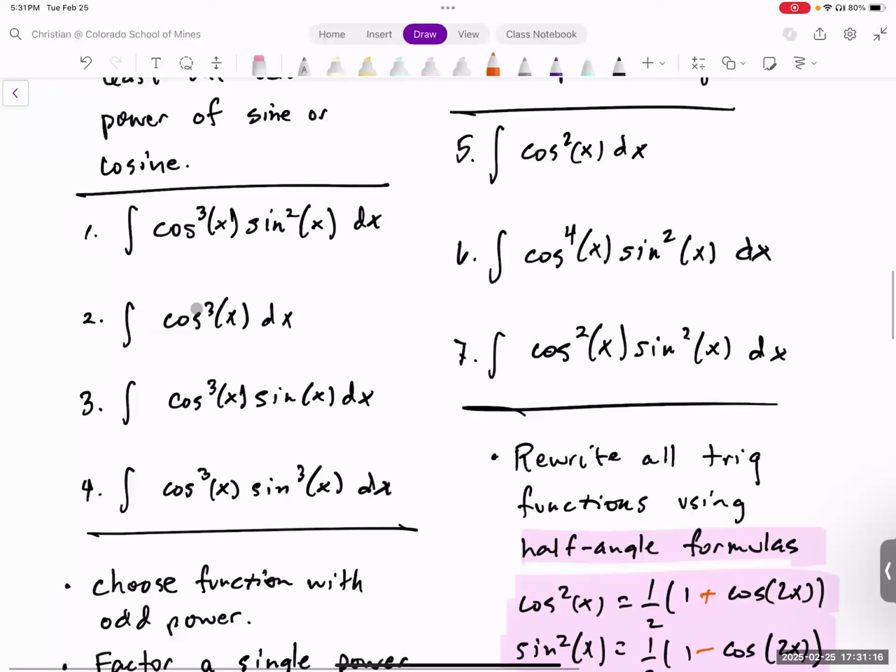Here's an integral with an odd power, type 1. In this case, both functions are odd powers, power 3, power 1, odd powers. Here they're both odd and the same power. So all of these 4 fit into type 1.